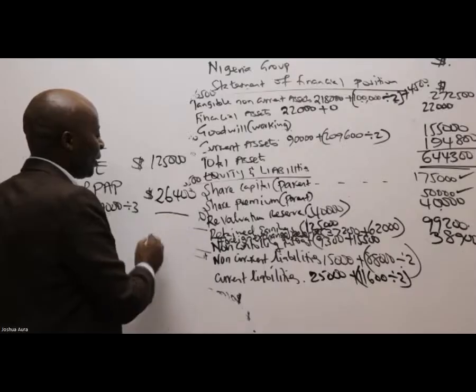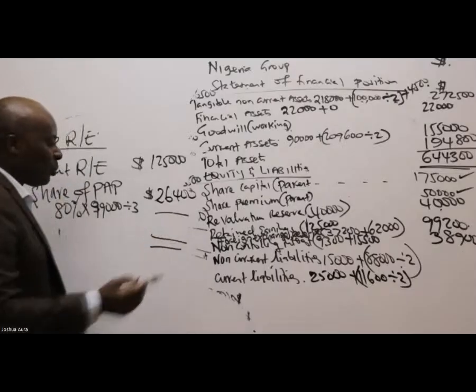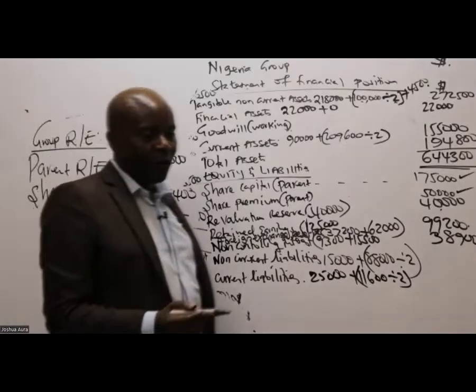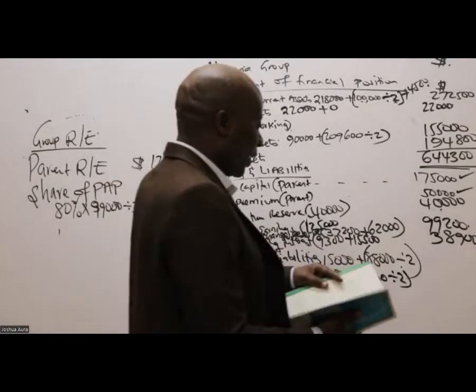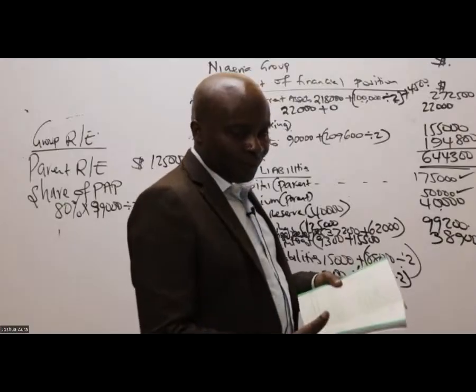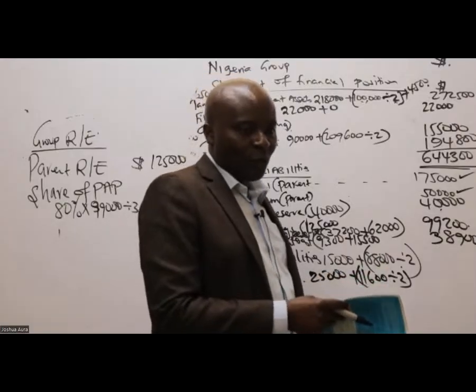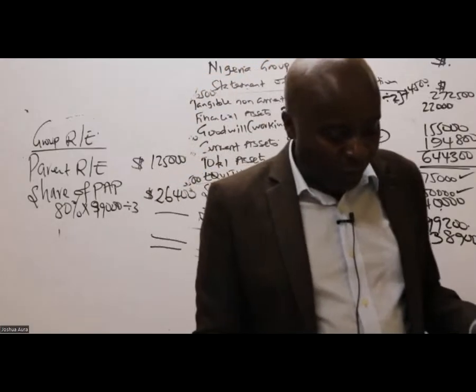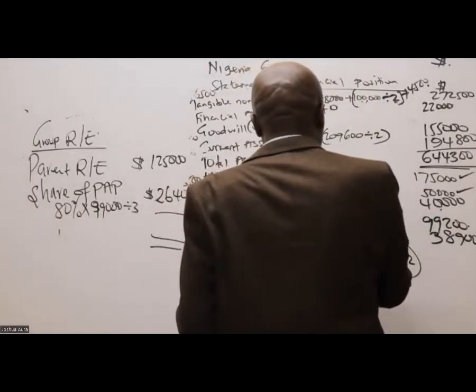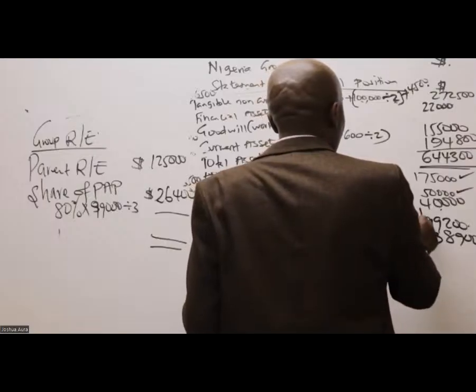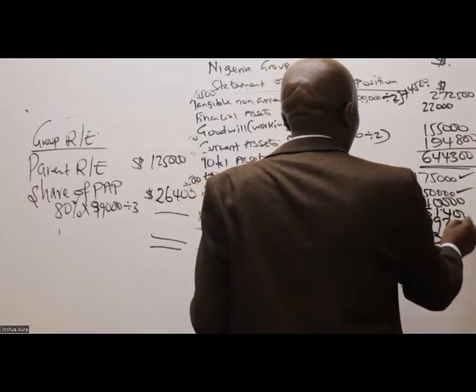So please add here, give me the group retained earnings. What figure do we have for the group retained earnings if you add the two? The figure that we have for the group retained earnings is 151,400. So now here we have 151,400. Please try to squeeze it somewhere there.